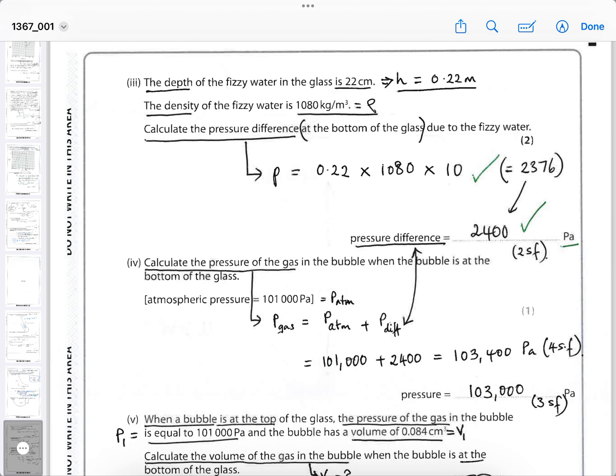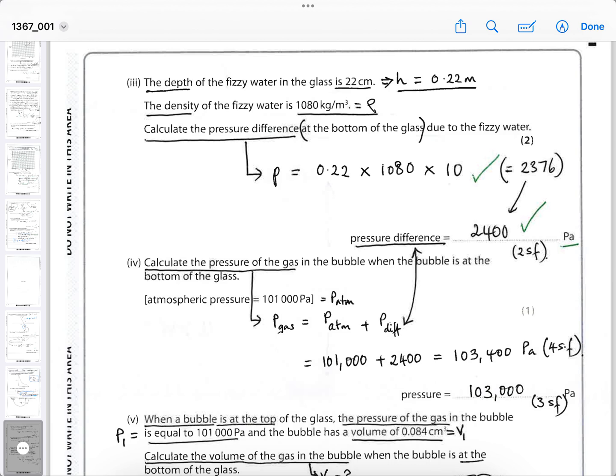You've got to change that into meters, and the density is given to you for the fizzy water. Normal water will be 1,000 kilograms per meter cubed. This one is carbonated, so it seems to be more dense than normal distilled water, say. Then it wants you to calculate it, so you just put the numbers in the equation that we just went through, and you'll get 2,376 if you put all of the 4 significant figures in, and then you can round it up because most of the data given is to 2 significant figures.